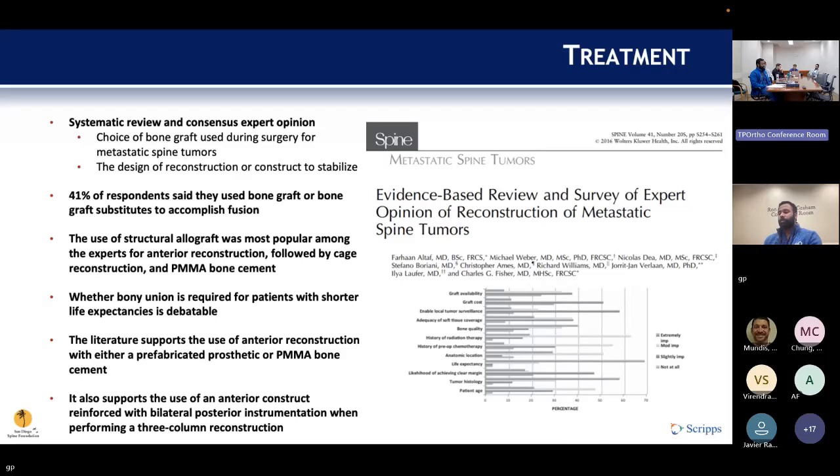They did recommend an anterior construct with bilateral posterior instrumentation when performing a three-column resection. They surveyed all the surgeons in terms of what was important to them, and you can see here from the graph on the right that life expectancy was almost across the board one of the most important things, as well as how easy it was to approach in terms of anatomic location, bone quality, and patient age.